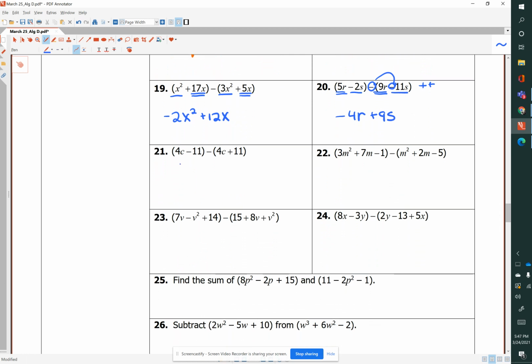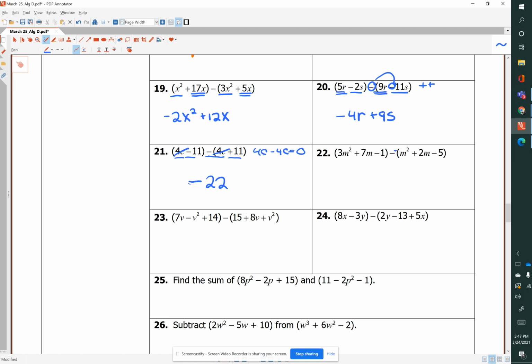Number 21, we have to, again, be careful. We're subtracting a negative in this one as well. So we have 4c minus 4c. We're not subtracting a negative. We're eliminating 4c. It's 4c minus 4c. Okay? So the 4c's go. Okay, it equals 0. Goes away. Then we have negative 11 minus 11, which would be negative 22. And that's the answer.